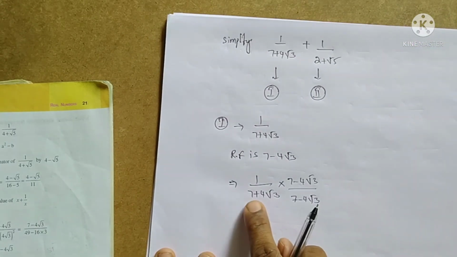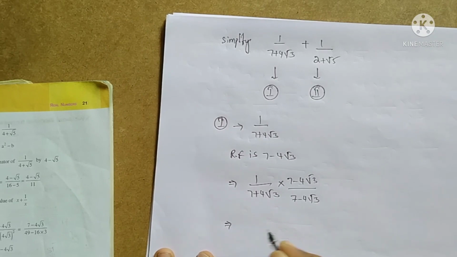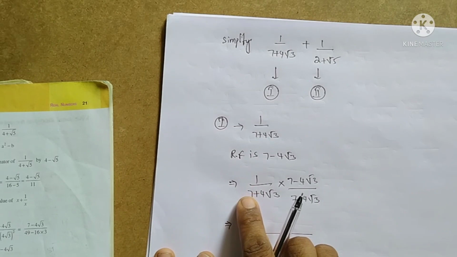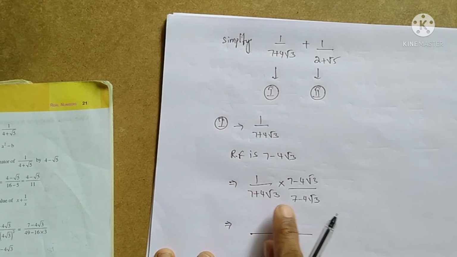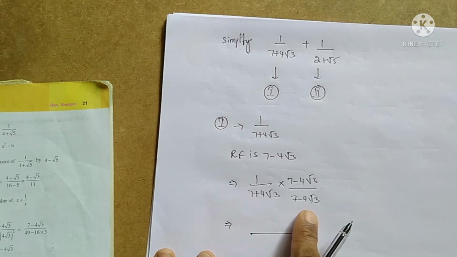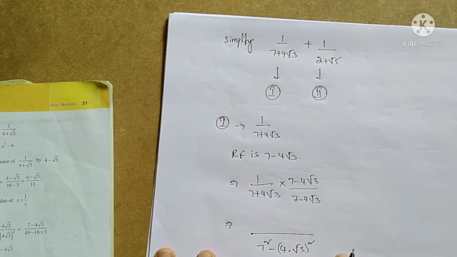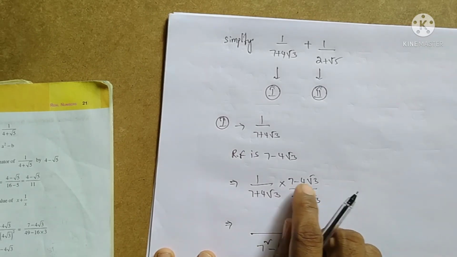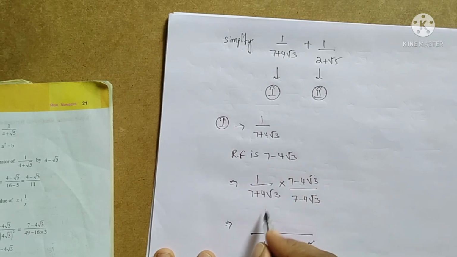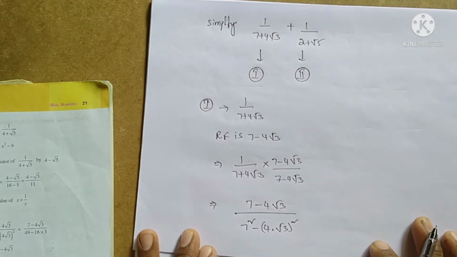So the denominator is of the form a plus b into a minus b, right? So the result is a square minus b square. Here a is equal to 7, b is equal to 4 into root 3. So 7 square minus 4 into root 3 whole square. In the numerator, 7 minus 4 root 3 into 1, that is 7 minus 4 root 3.